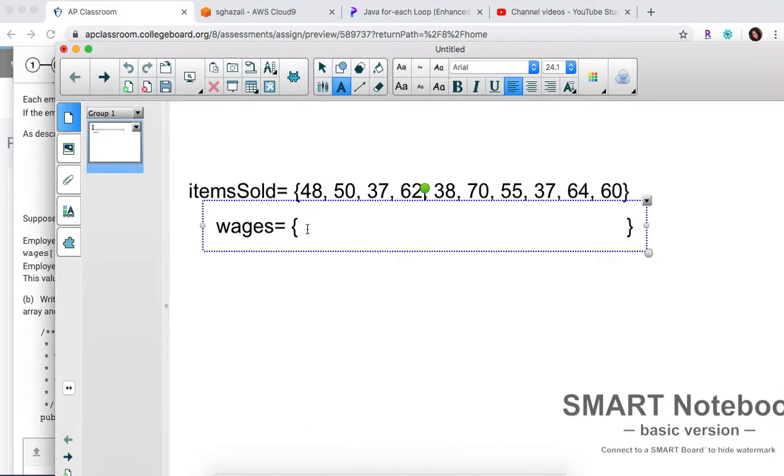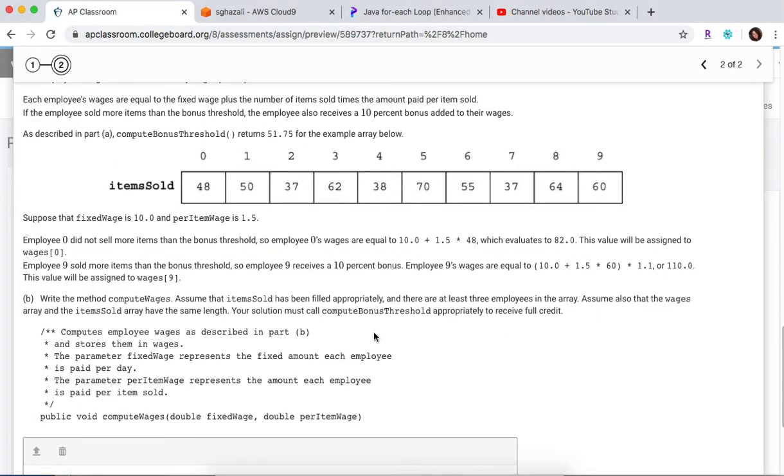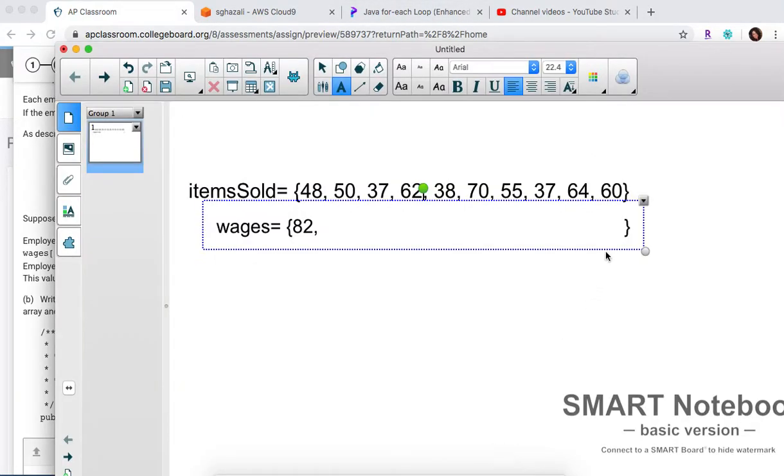So basically, what I'm trying to say is that the wages array represents the wages for that employee. So the person who sold 48, he made $82, okay? And the person who sold 60 made 110 in wages. Okay, so that's what they're basically saying. We have to fill in the wages array based on the items sold and the calculations they gave us. That's why this is a void method. It's not going to return anything. It's just going to fill in the wages array.